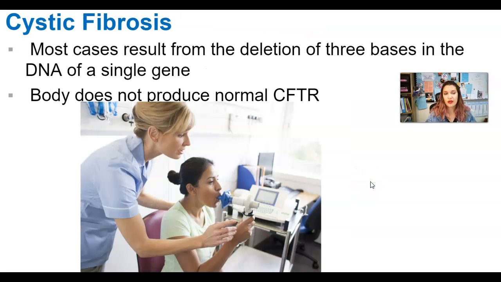Another genetic disorder we've talked about a lot is cystic fibrosis. Most cases result from the deletion of 3 bases in the DNA of a single gene, and the body doesn't produce the normal CFTR gene, which helps to break down the mucus in the lungs and disassemble it properly. So if you don't have that normal CFTR gene, you have to do a lot of breathing treatments. There are a lot of things that need to happen in order to remove the mucus from your lungs so that you don't get pneumonia and, in essence, choke on your own mucus.